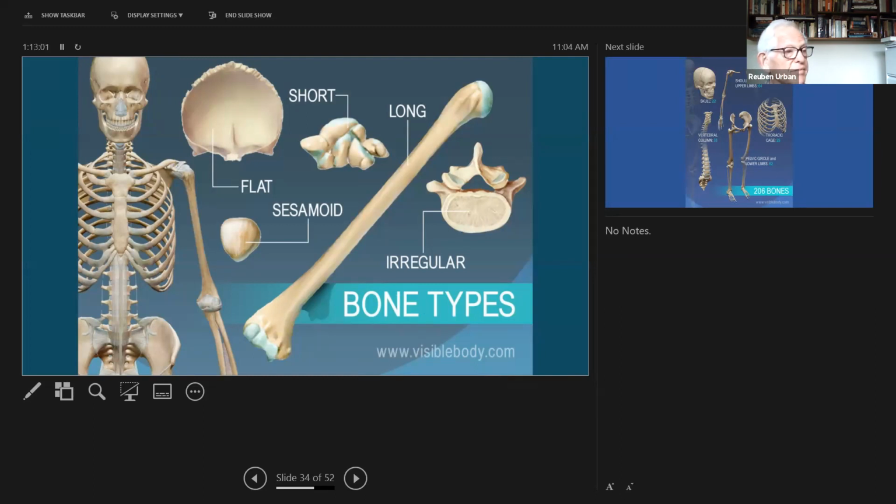So we get flat bones, like this and there around the place, the head, chest, the hip. The sesamoid, that's like the kneecap, it's a floating bone, it's not joined to anything. There are short bones in the hand, the feet, long bones, arms and legs, and there are irregular bones, the vertebrae of the spine.